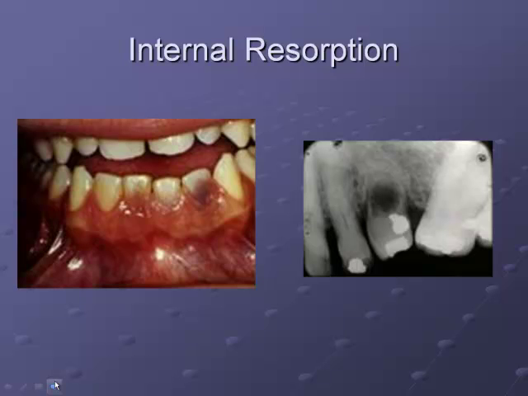These two films: this radiograph depicts internal resorption, which is the radiolucent widening of the root canal, and the clinical picture depicts internal resorption, where the crown may appear pink.